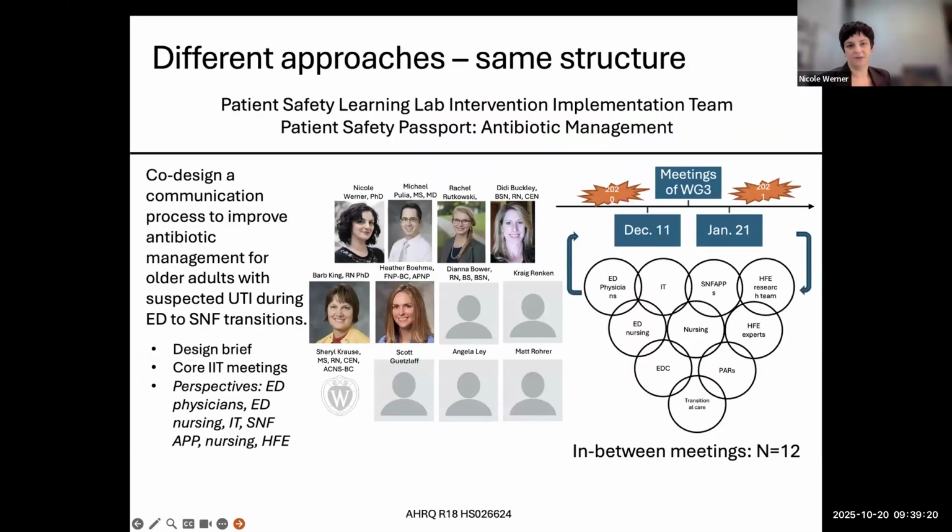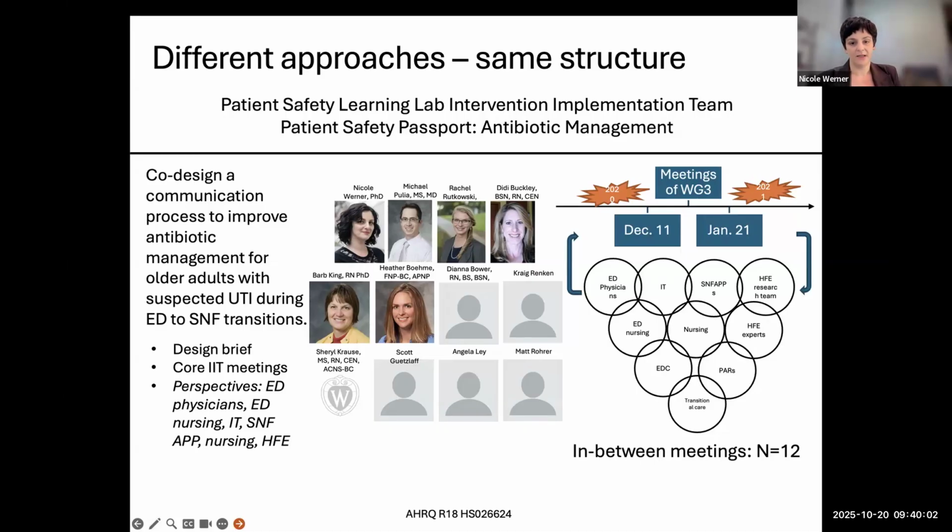There's also different structures we use, and I just want to give a couple of examples quickly, so you can get the scope of how we're thinking about using co-design. There's me with longer hair. So this was a while ago. This was for our patient safety learning lab intervention, where we created what we called an intervention implementation team. And the idea was that we wanted to be designing an implementation process with our intervention, so having them be one and the same. And this was for managing antibiotic stewardship for older adults from the emergency department to the skilled nursing facility.